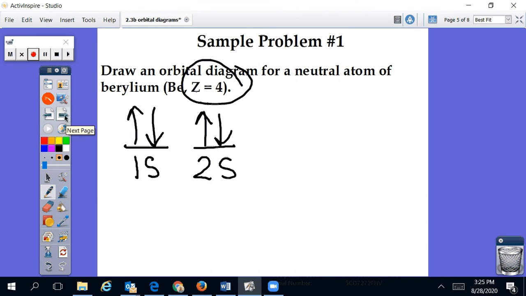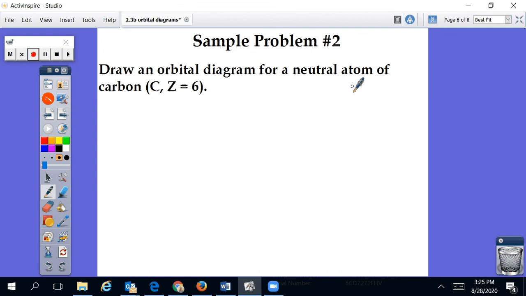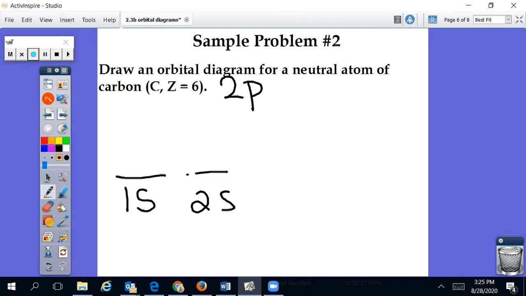Okay, so let's move on and try a little bit of a harder one, carbon. Okay, Z equals 6. Carbon happens to be in the 2p group. Okay, that's where it ends up. So we're going to start by drawing our lines. We start at 1s, which has 1 orbital. Then we go to 2s, which has 1 orbital. And then we go to 2p, which has 3 orbitals. Remember, 2p has 3 orbitals, so we put 3 lines.